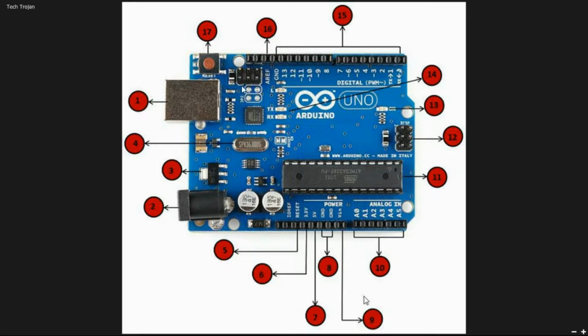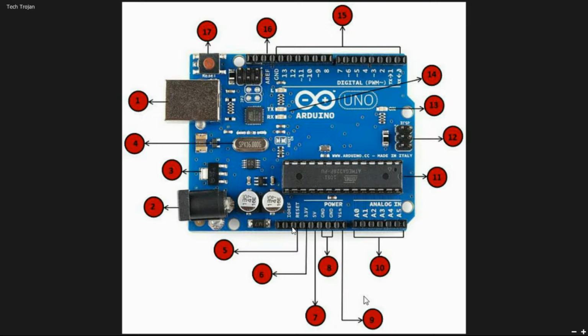There are 6 analog pins, that is A0 to A5 in an Arduino Uno board. These pins can read the signals from analog sensors like humidity sensor or temperature sensor and convert it into a digital value that can be read by a microprocessor. Number 11 in the figure is the main microcontroller. Each Arduino board has its own microcontroller. The microcontroller used in an Arduino Uno board is ATmega 328P, which is manufactured by Atmel company.